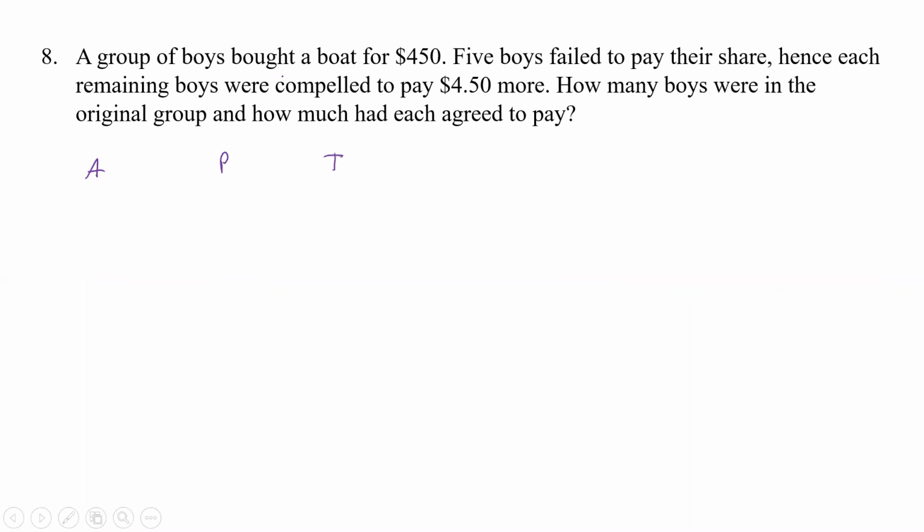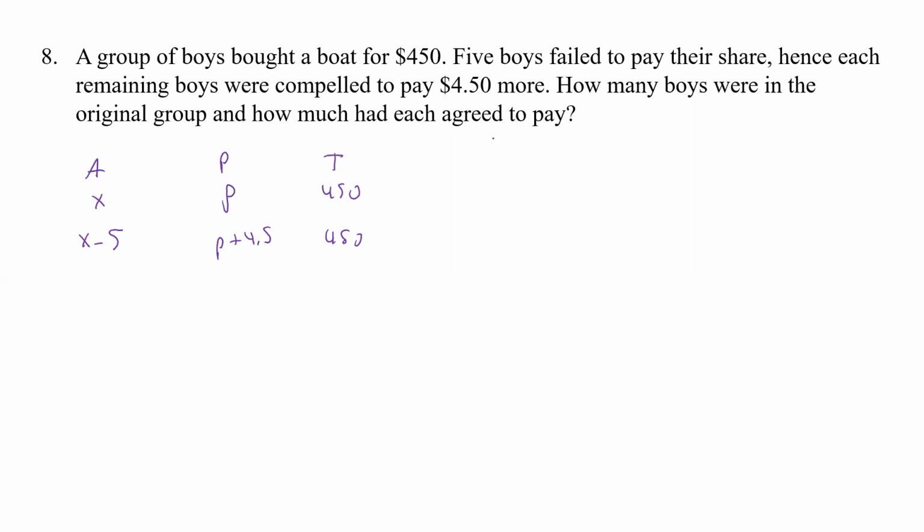So it says a group of boys bought a boat for $450. 5 boys failed to pay their share. Hence, each remaining boy was compelled to pay $4.50 more. How many boys in the original group, and how much did each originally pay? Okay, so we know that no matter what, we're paying $450 either with or without those boys. So we'll say that's X, that's P. Now 5 less, the 5 didn't pay, so we're going to have 5 less. But the P, the price went up by 4.5.